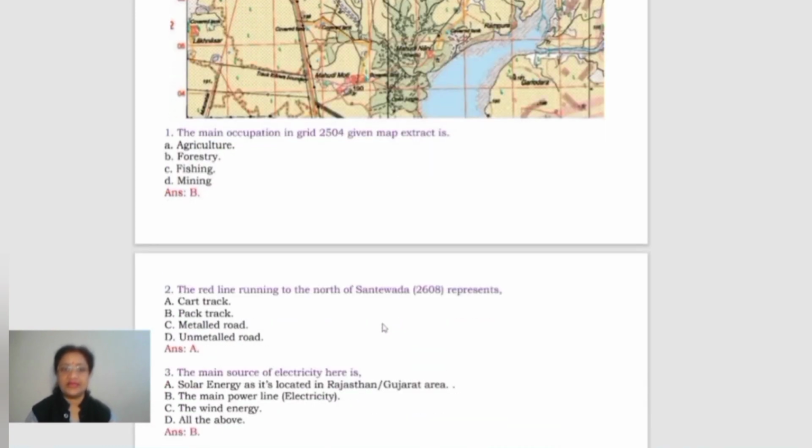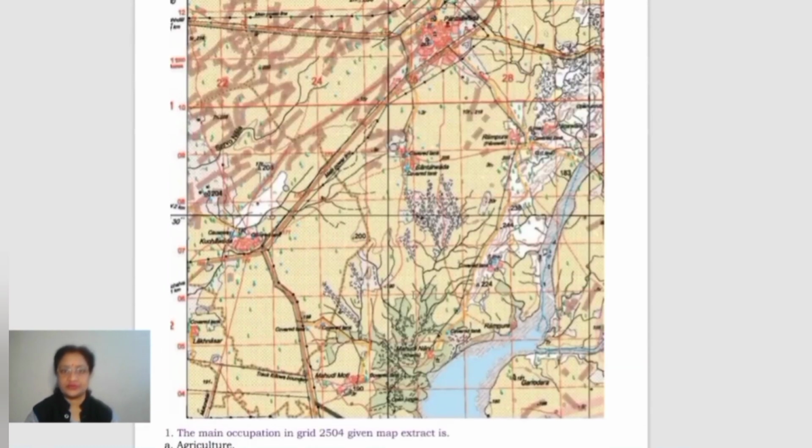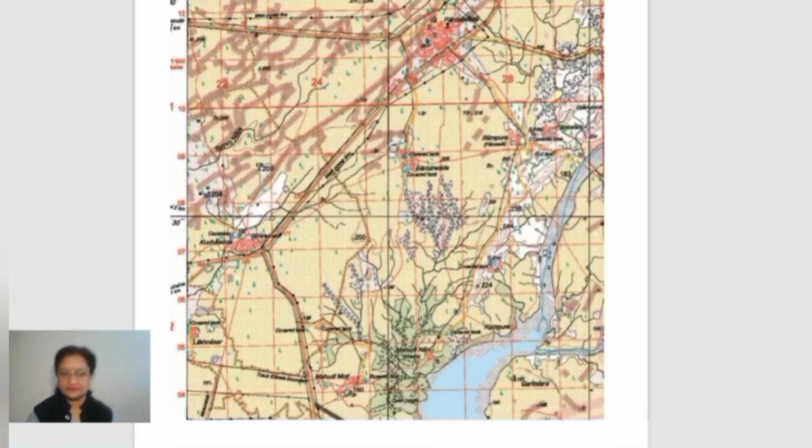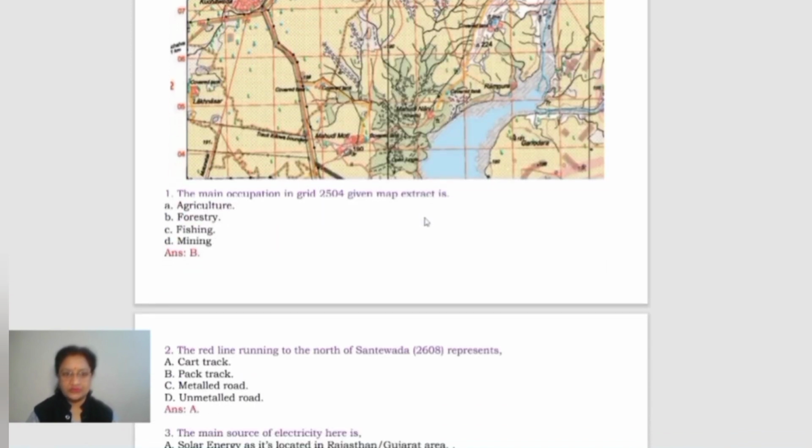Now next is, the red line running to the north of Santewada in 2608 represents what? Let's see. This is Easting 26 and this one is 08, right? So we are talking of this Santewada. A red line in the north of Santewada. This is a cart track. Options are cart track, pack track, metal road and metal road. This is a cart track, no doubt.